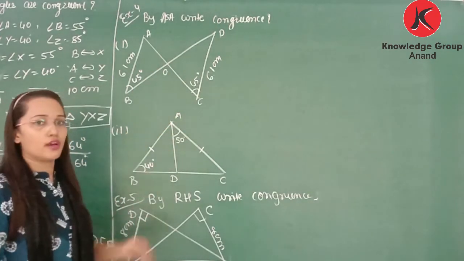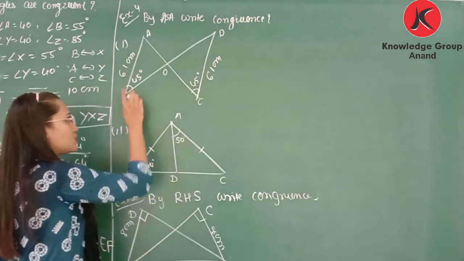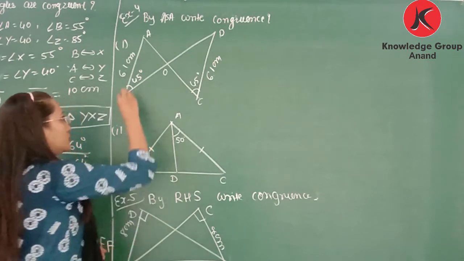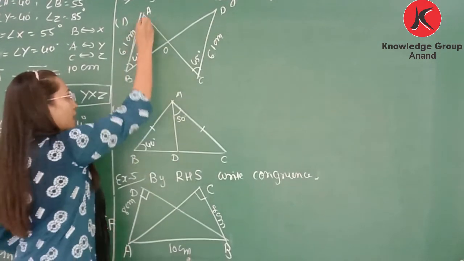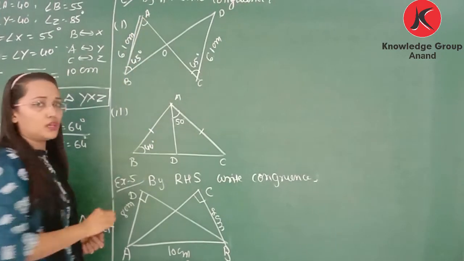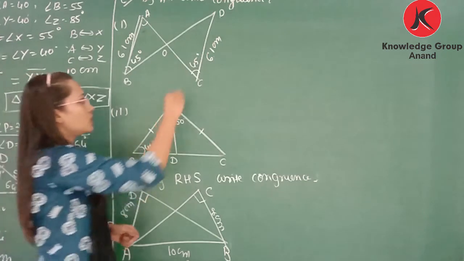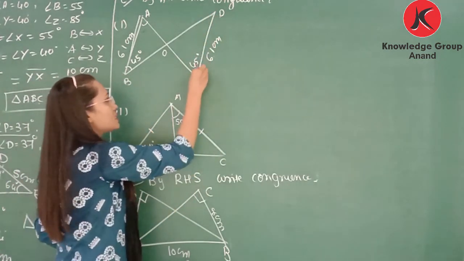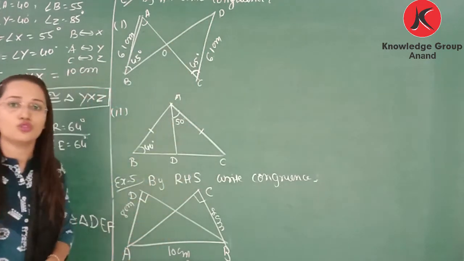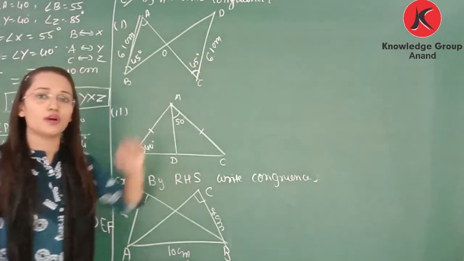This figure is given and you need to apply ASA criteria, meaning angle side angle. So here you can see this angle is only given. This side is given, meaning if this side AB is given, then their angles A and B should also be given. But here angle A is not given. Same here, DC is given, but only angle C is given, angle D is not given. So we need to find whether angle A and angle D are equal or not.